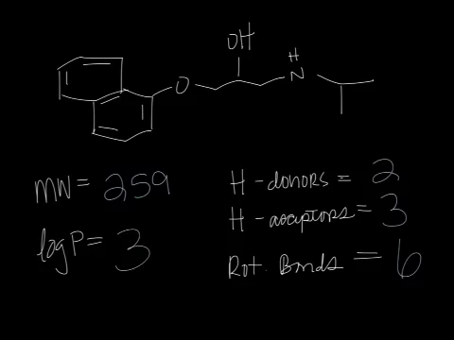Now, we know going back that we need to be less than 500. Okay. Less than 5 for the donors. Correct. Less than 10 for acceptors. Good. Rotatable bonds less than 10. Yep. And log P less than 5. So we associated all of those and have all of those. Now, let's look at log P a little bit more.